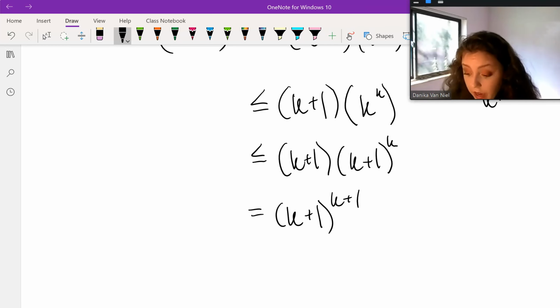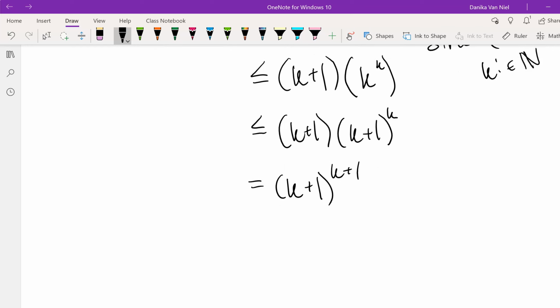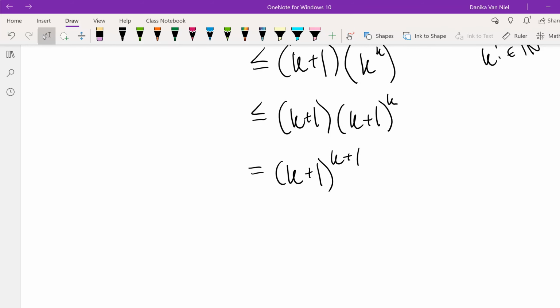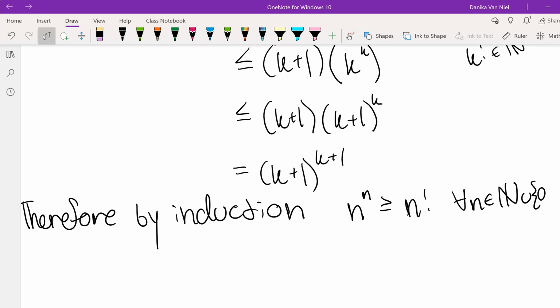If you want a nice exercise, you could try it the other way around. Sorry, I don't know where my video just ended, but I'm almost done. So now I just want to say, therefore, by induction, n to the n is greater than or equal to n factorial for all n in the naturals union with the set containing 0. Woohoo!